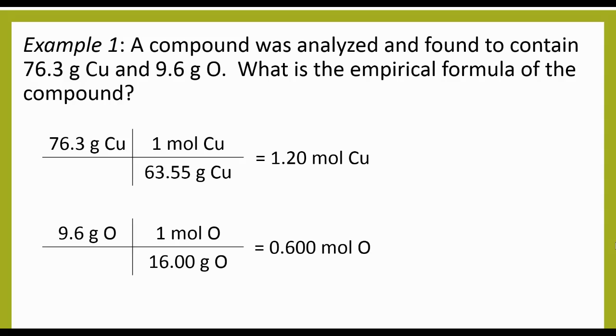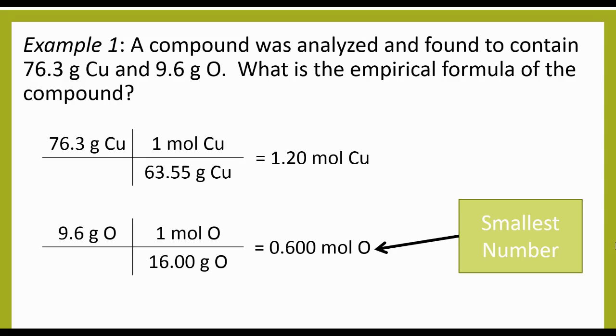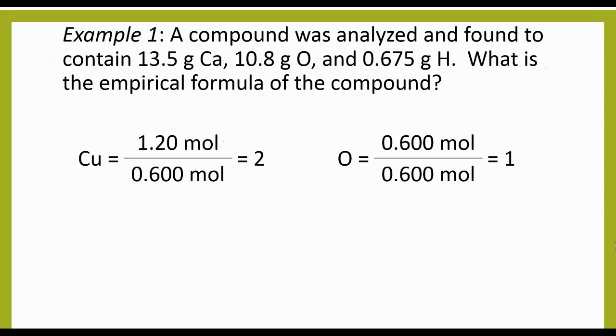Now we want to compare these two numbers and find the smaller one. Well, in this case, quite clearly, the oxygen is smaller. 0.6 is less than 1.2. So we're going to divide both of those values by the smaller number. So we're going to end up with 2 for copper and 1 for oxygen. Now, one thing I want to point out: you should never have a value less than 1 when you're doing this step in the empirical formula. If you do, you did something wrong. So in this case, our empirical formula is Cu2O.